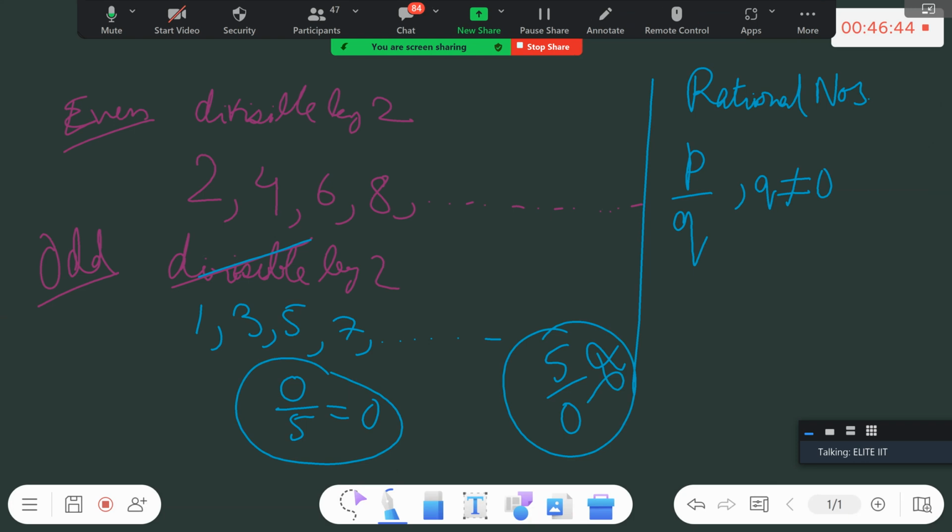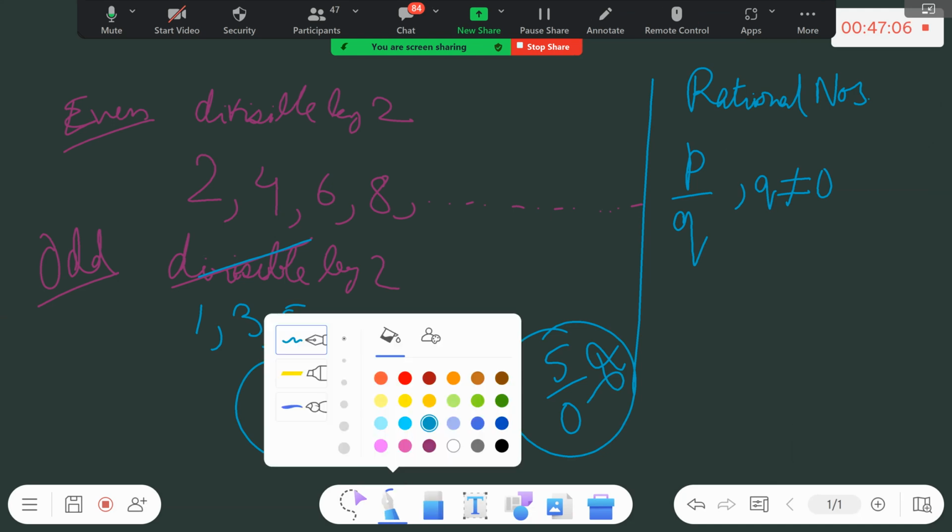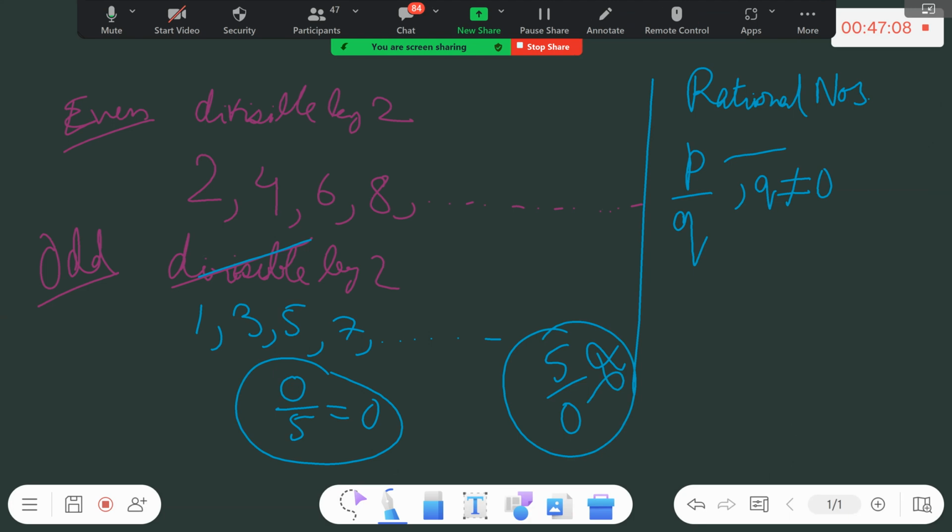Since 5 divided by 0 has no value, that is why this q, the denominator of your rational numbers, cannot be 0. Okay. Because you cannot divide a number by 0. Next, after rational numbers, we have irrational numbers. Another thing, what are this P and Q? They are integers. Correct.